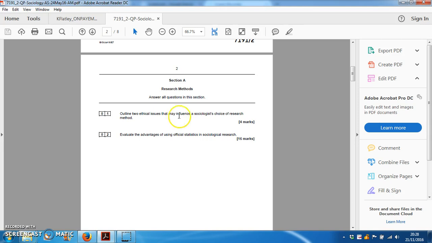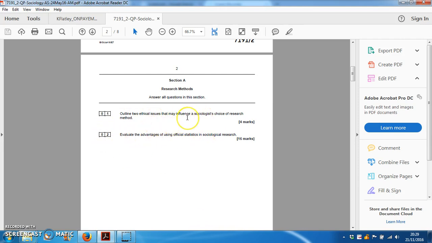So basically if you read between the lines of the question, they want you to give an ethical issue and how that might influence whether they choose that topic or that method or not. And make sure you get 2 clear points. I would recommend that you start each of the points on a new line, so as an examiner I can clearly see that you have outlined 2 points.